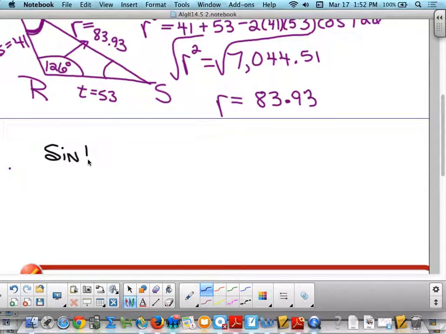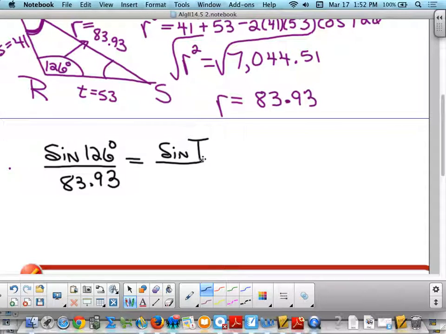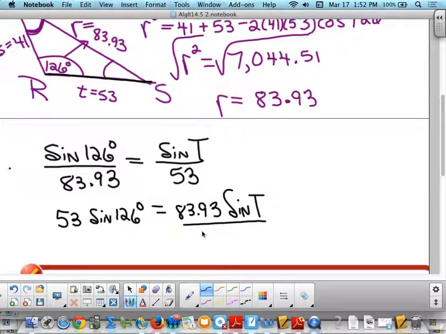So you're going to have to use the 126 and the new answer we just got. We want the sine of angle T, so sine of T over side T, 53. Cross multiply: 53 times sine of 126 equals 83.93 times sine of T. Divide by 83.93, and that crosses out. Sine of T equals this ratio.